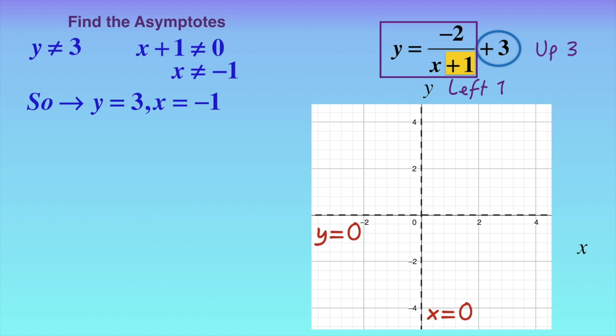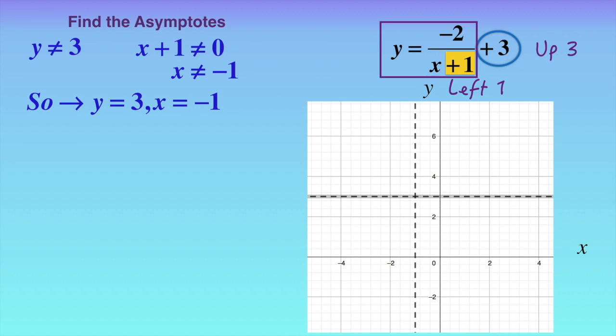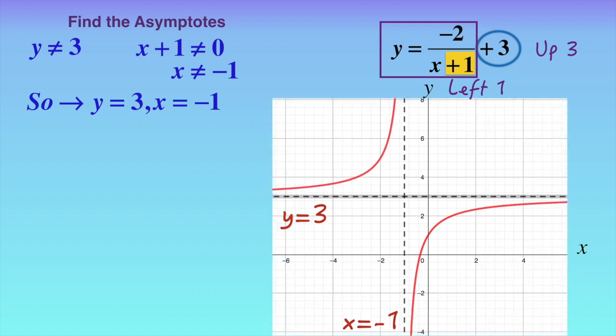So we come back to our graph and we're now going to just draw the asymptotes. Y equals 3 and x equals minus 1. Don't forget to label them. Remember that this time we have y equals minus our basic curve. So it's top left and bottom right.